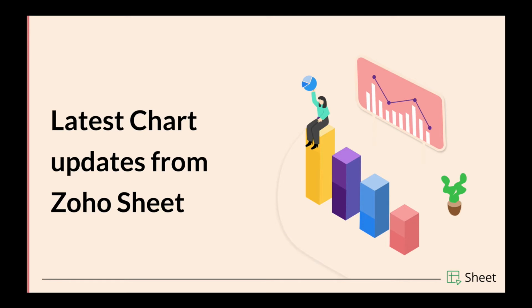So in this webinar, we are going to look into the latest features that we released as a part of charts in Zoho Sheet. This latest update includes a new chart type called the weighted funnel chart. And along with that, we also released an array of new options using which you can customize your chart further.